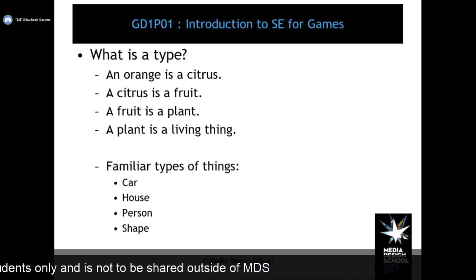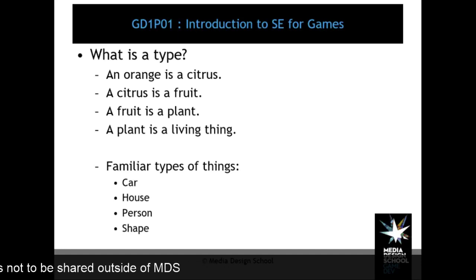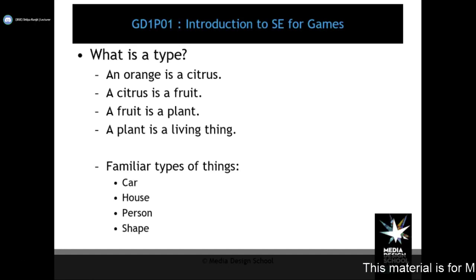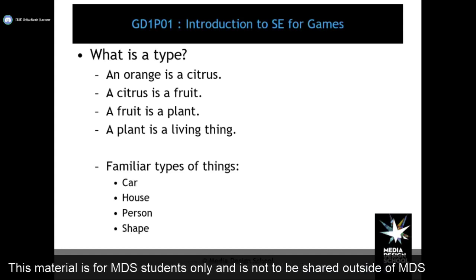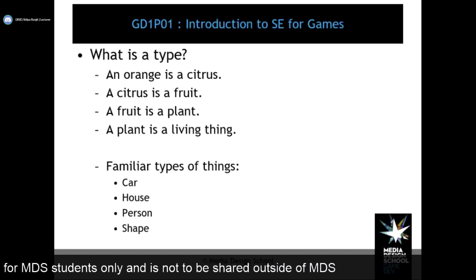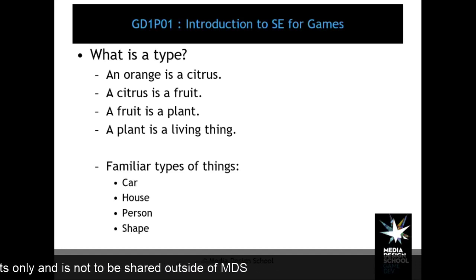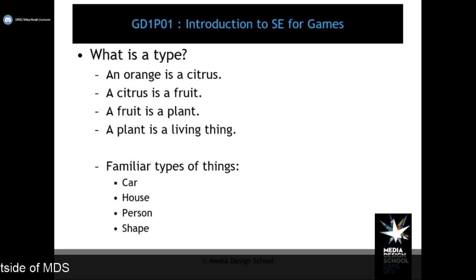So an example is an orange is a citrus type, a citrus is a fruit type, a fruit is a plant type, and a plant is a living thing. All right, so that is again another type. Other types of things can be cars. For example, you've got a Honda. That comes under the classification of a car. A car can also be classified as a sedan or a four-wheel drive. So these are different ways in which you can classify cars.